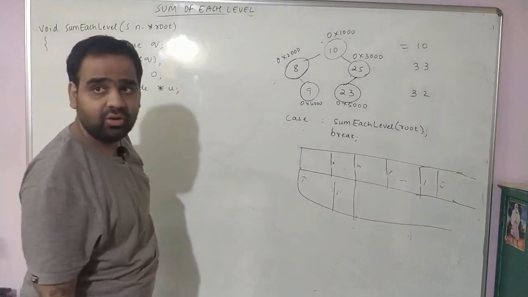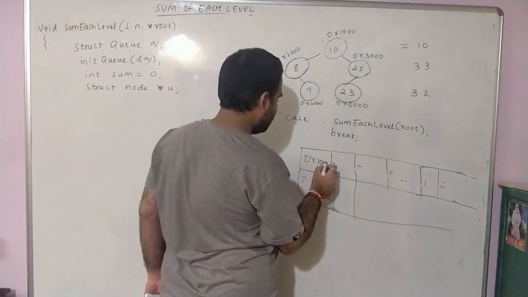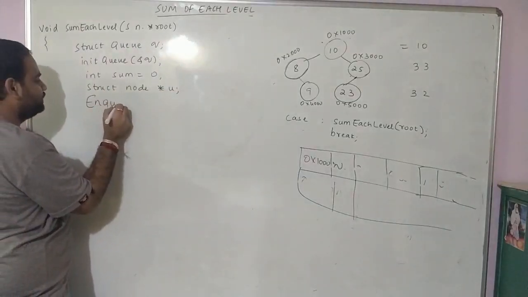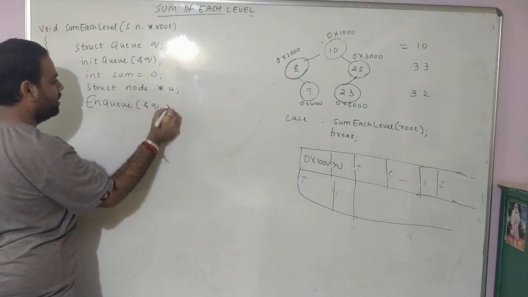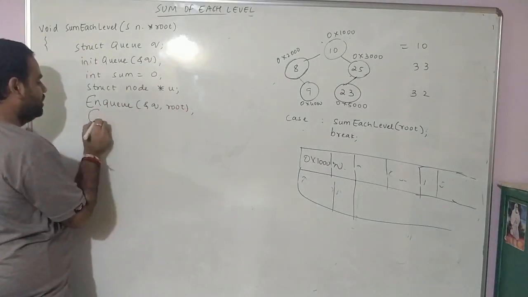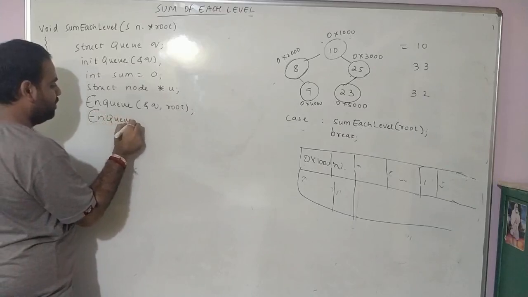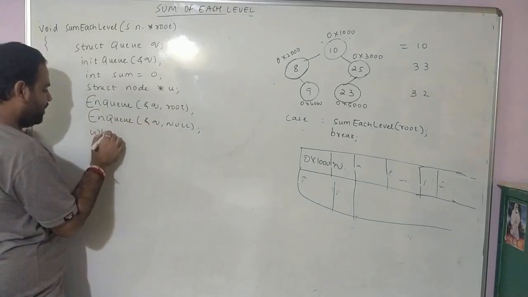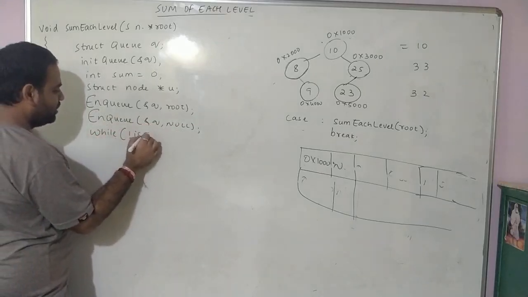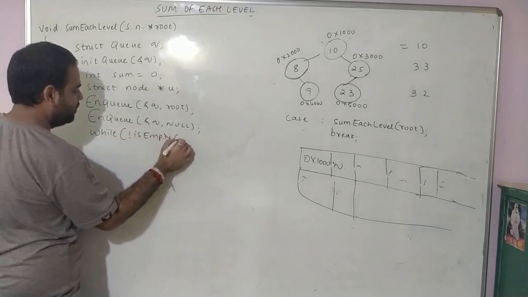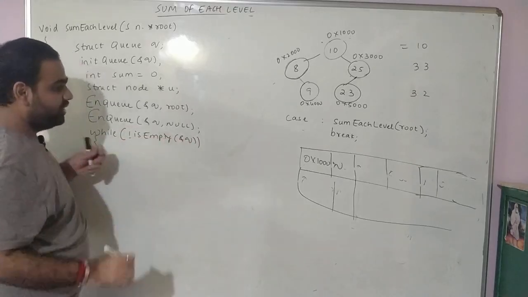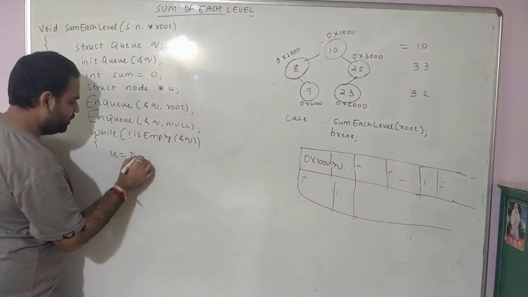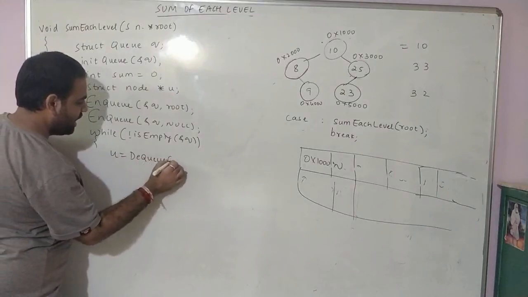What is the first step of the algorithm? Enqueue the root and then the null onto the queue. Therefore, we write enqueue ampersand q comma root, and then we have to enqueue null as well: enqueue ampersand q comma null. Right. Now what do we have to do? We say while not is empty of q. If the queue is not empty, we need to dequeue an item from the queue. And how do we dequeue it? You say u is equal to dequeue of ampersand q.